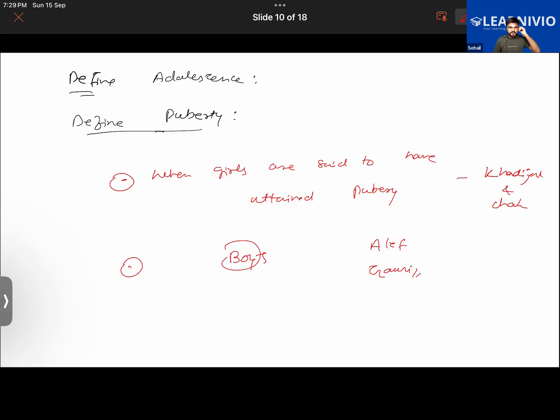For boys, 11 to 14 or 15. What about Aleph? It's usually 12 to 14 in the case of boys, and 10 to 13 in girls. So puberty starts early in whom? In girls, it starts early.